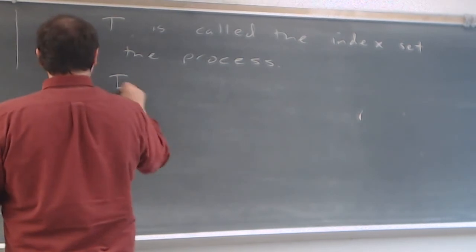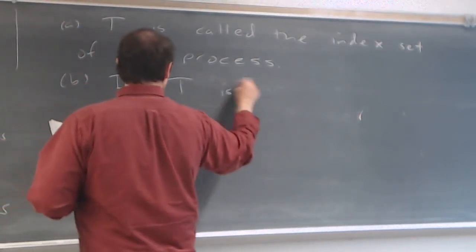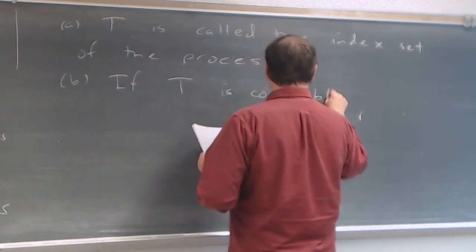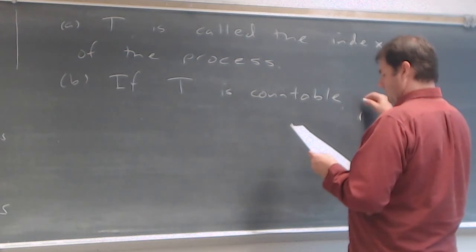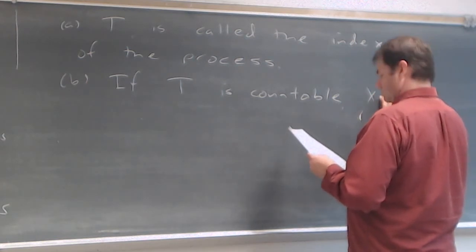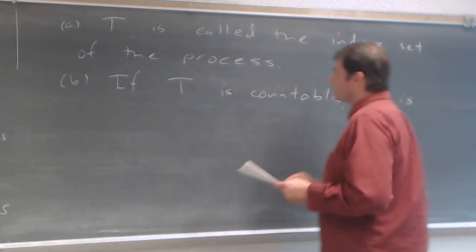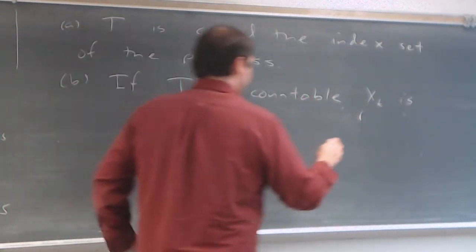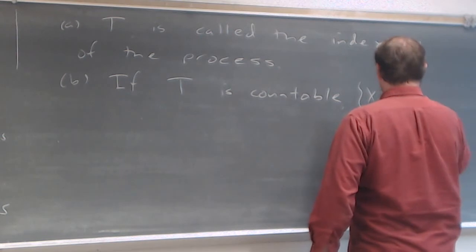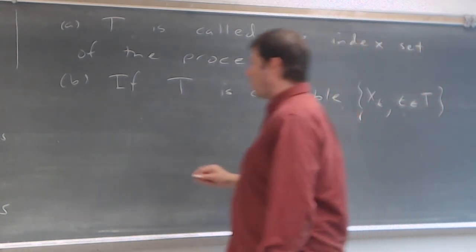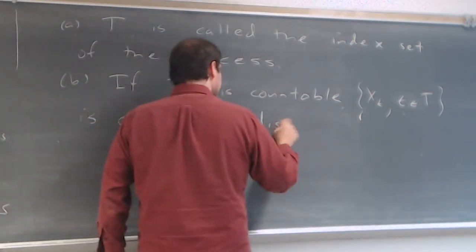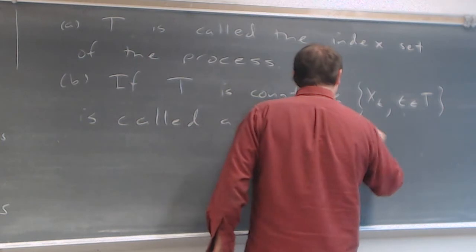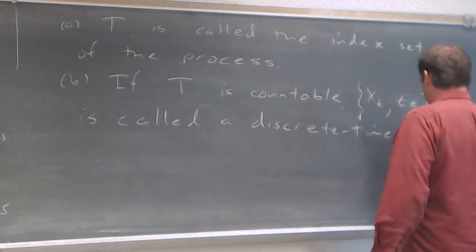B, if T is countable, X of t, the process X of t with t an element of T, is called a discrete time process.